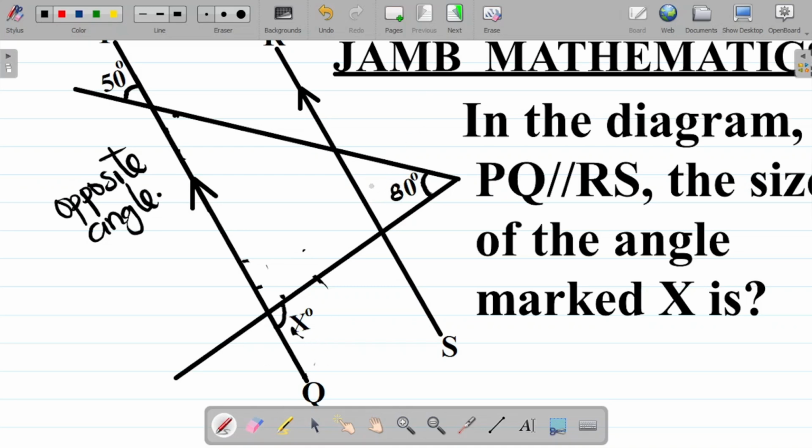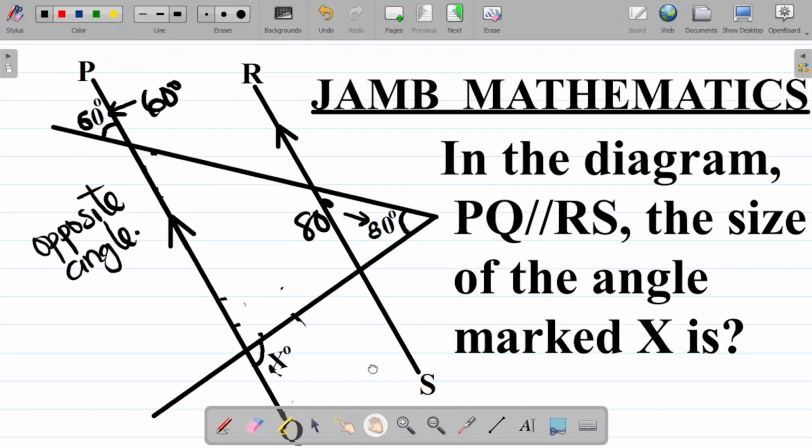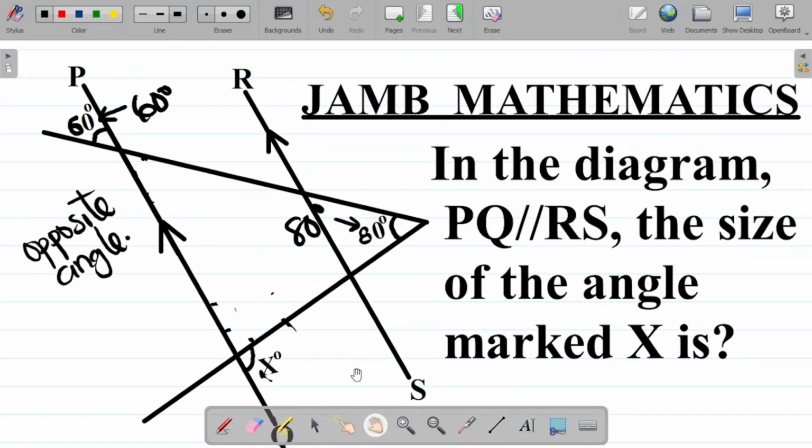So this angle here is now 80 degrees. Please take note. I'm changing this angle here to 60 degrees. So here you have 60 degrees. Here you have 80 degrees. Now find the value of x. Use the same approach, and then when you get your answer, leave it in the comment section and I'll tell you if you're correct or not.